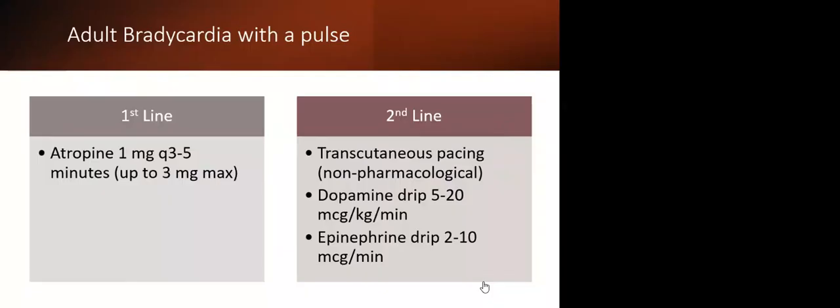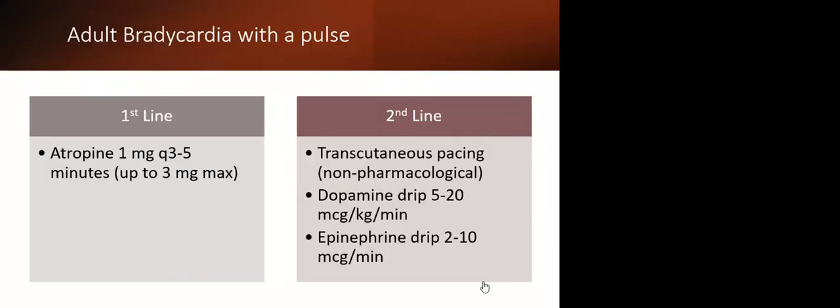However, if the patient is symptomatic, the first line drug that we're going to use is atropine. We give atropine 1 milligram at a time, and we can give it every 3 to 5 minutes, up to a 3 milligram max. Atropine is a muscarinic antagonist, and it reverses cholinergic mediated decreases in heart rate and AV node conduction. Ideally, it's going to increase that patient's heart rate.